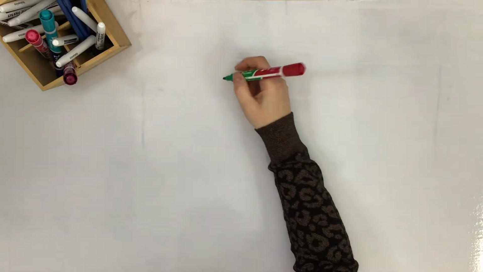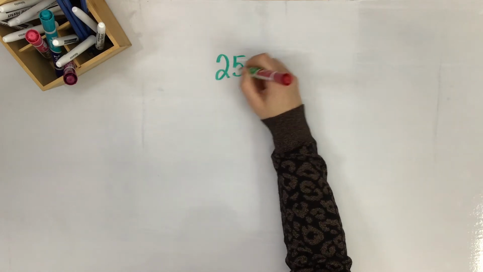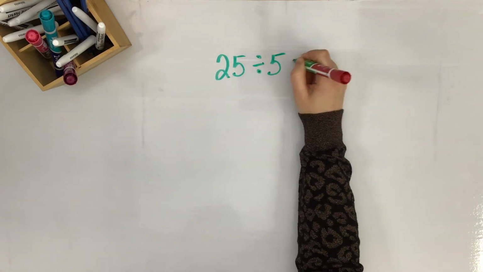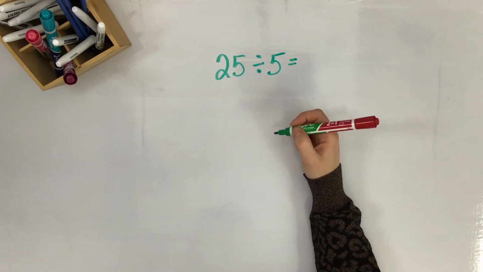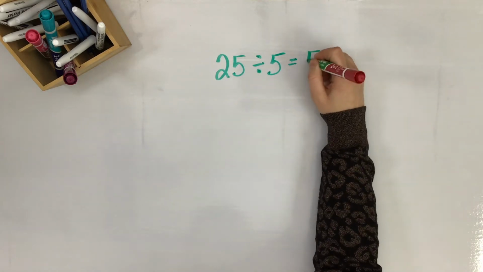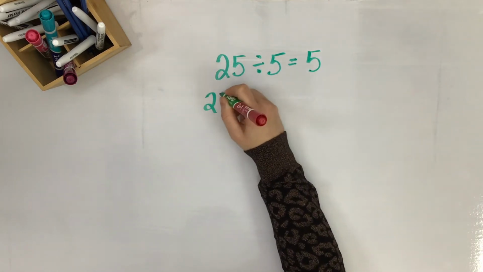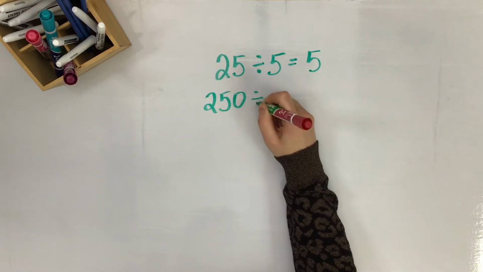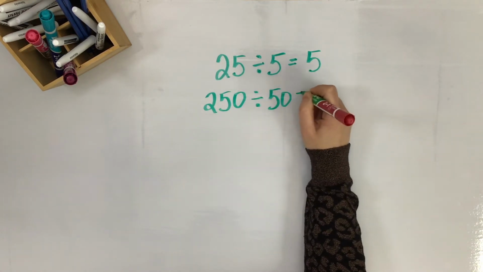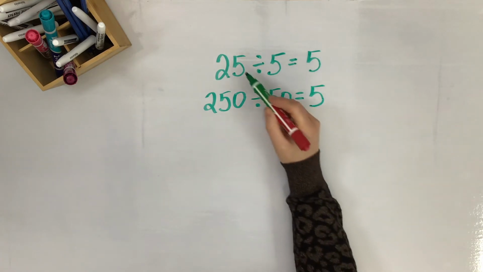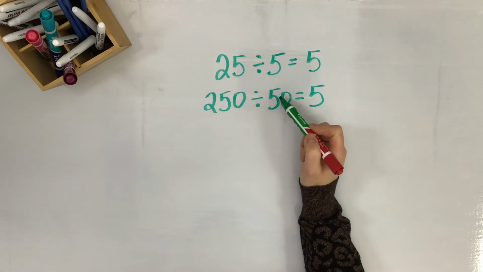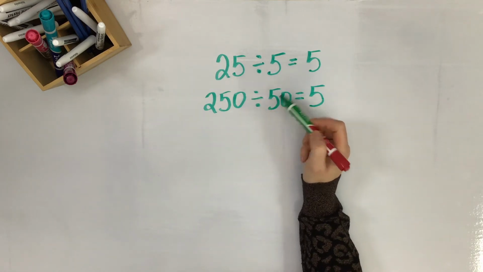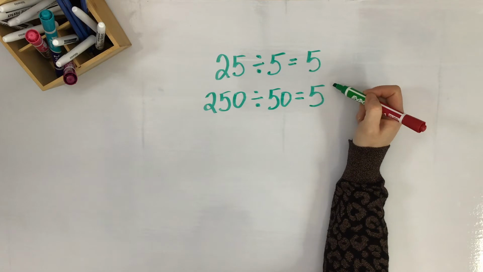So before we start, I just want to point out one property of division that is very important to understand in order to do this strategy with division. 25 divided by 5, we all know that's 5. We also might know that 250 divided by 50 is also 5. If you compare these two questions, I've increased both numbers in the division question by a factor of 10, but the answer is the same.